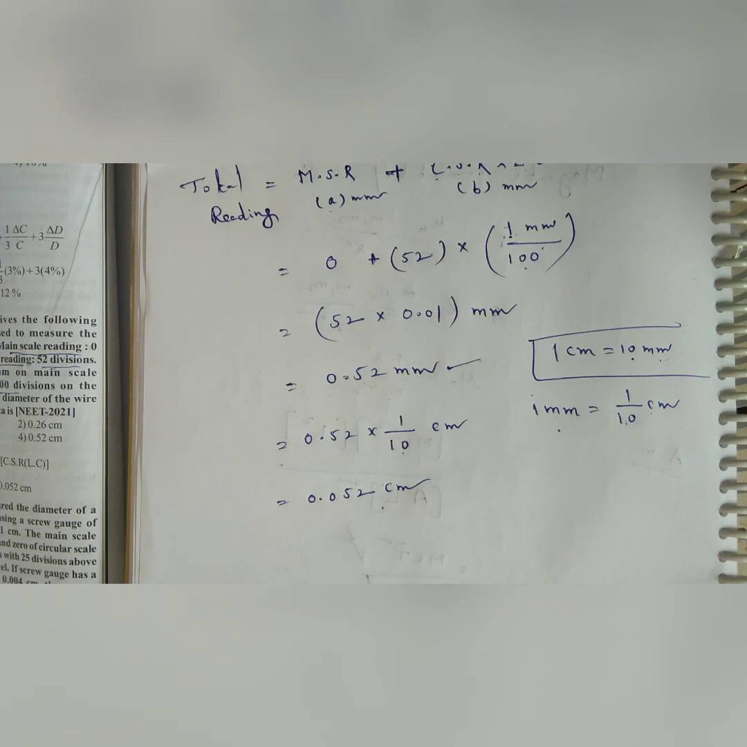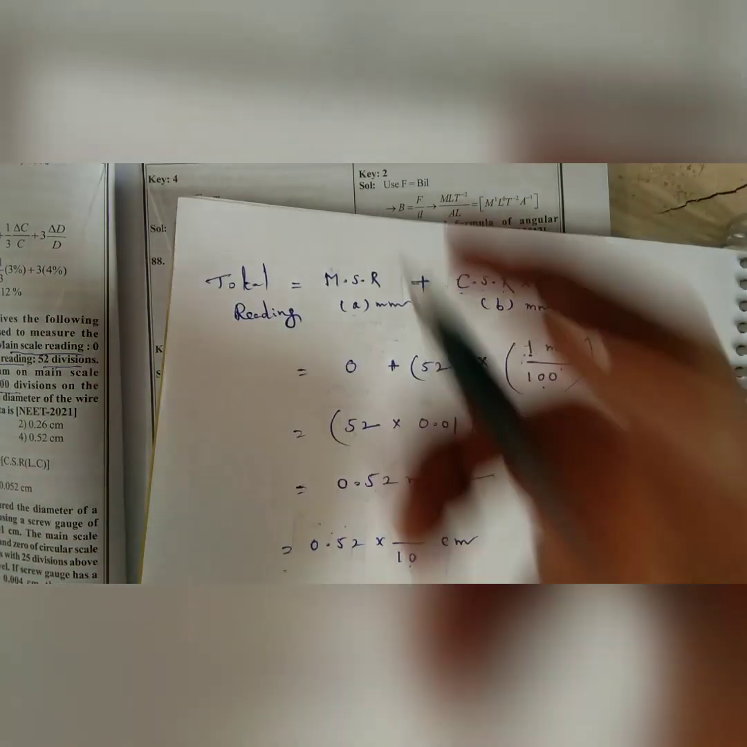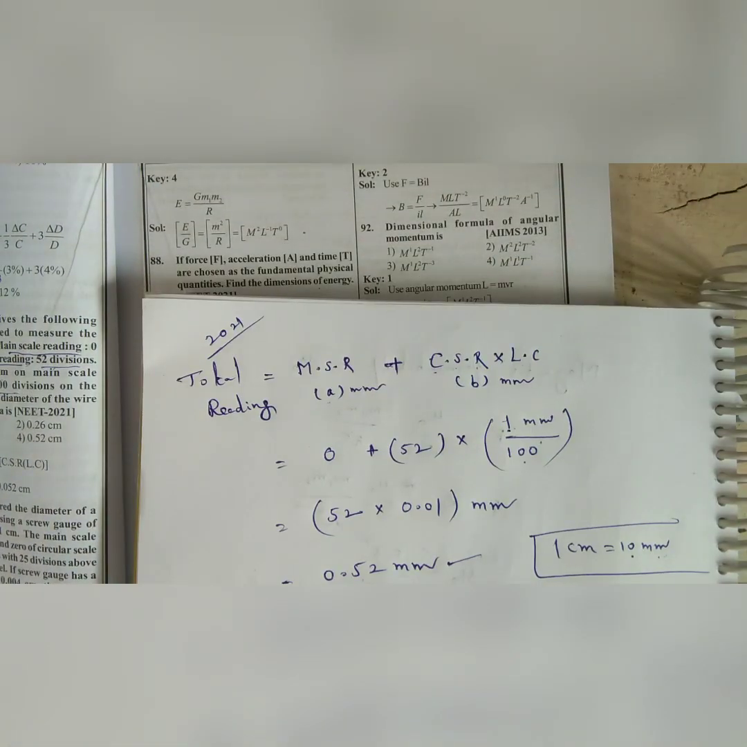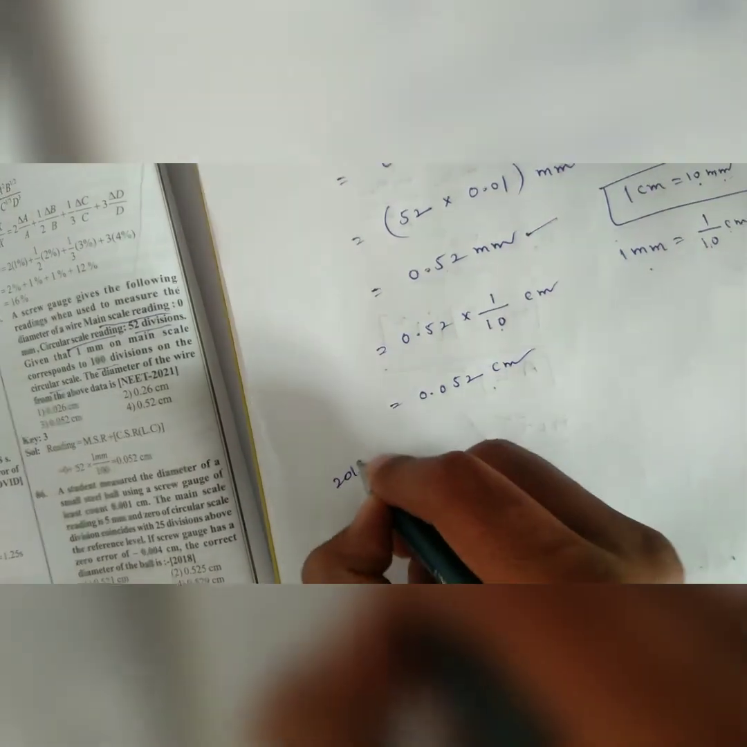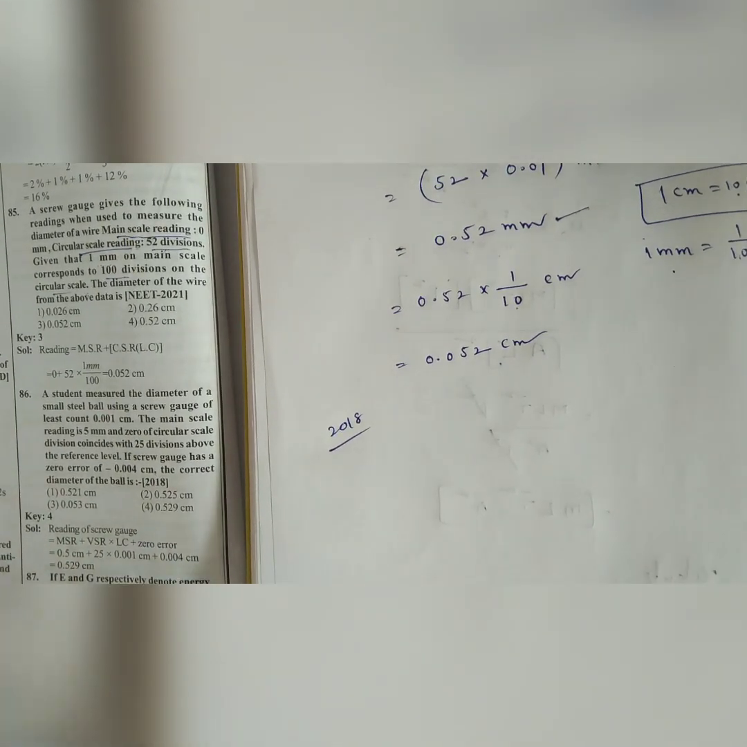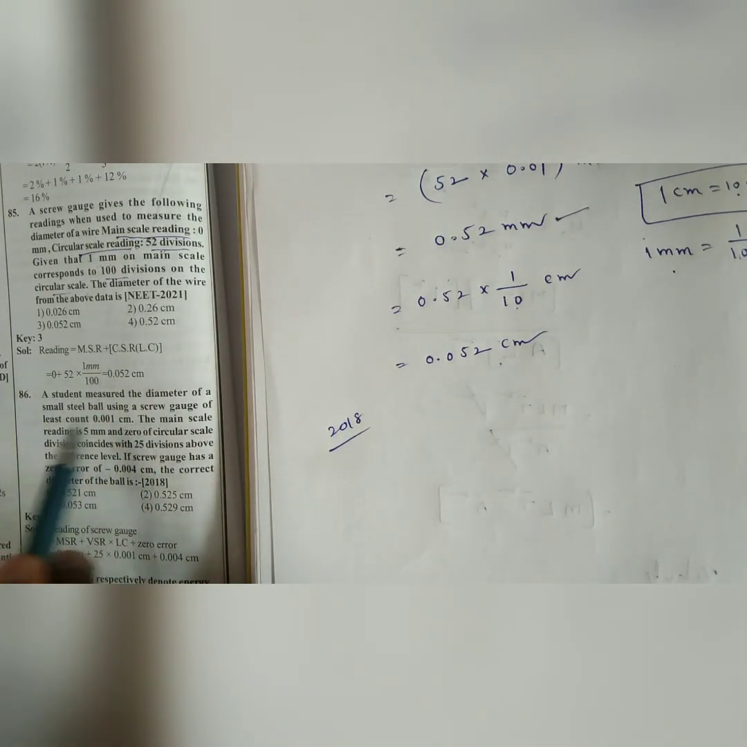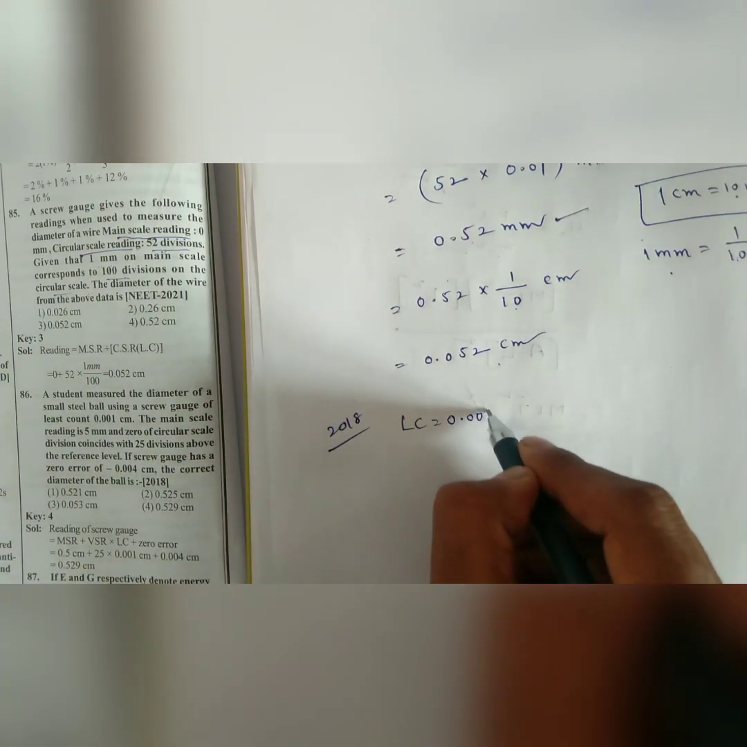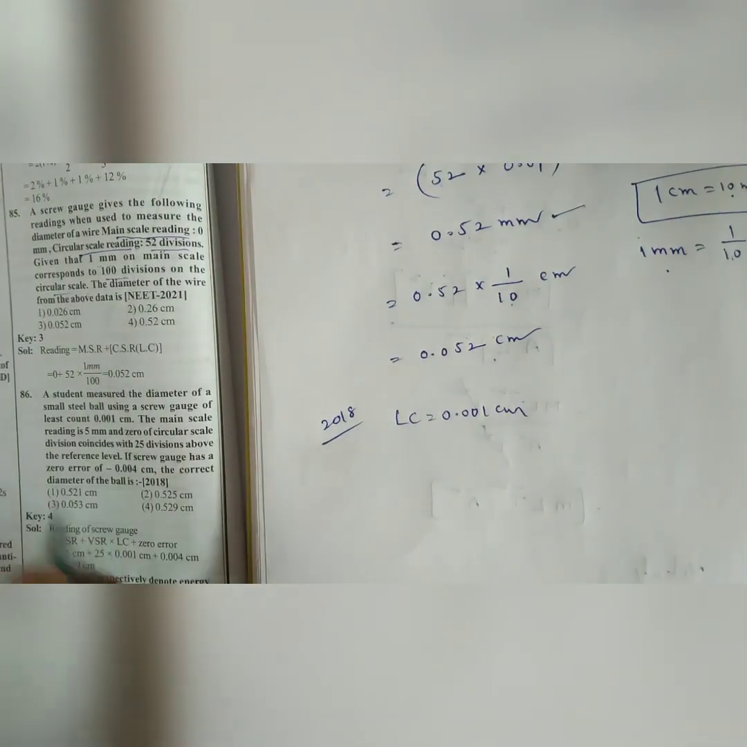This model is from 2021 NEET. Now one more model was given in 2018, somewhat different, so I am giving that. Just follow this. A student measured the diameter of a small steel ball using a screw gauge of least count 0.001 centimeter. The least count is given, 0.001 centimeter.